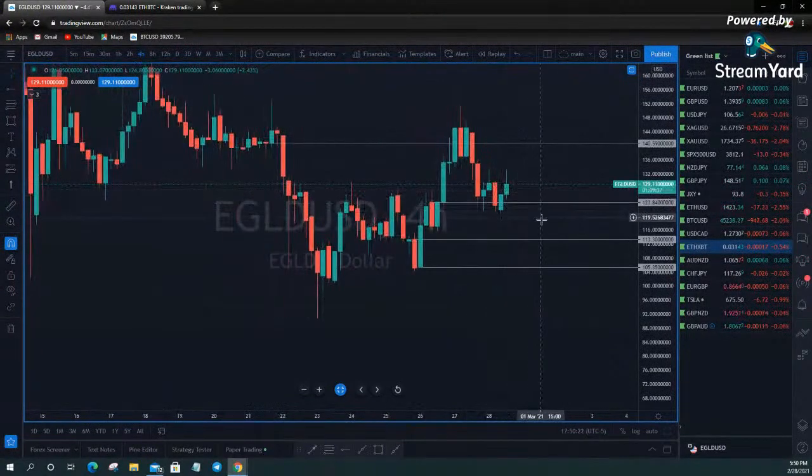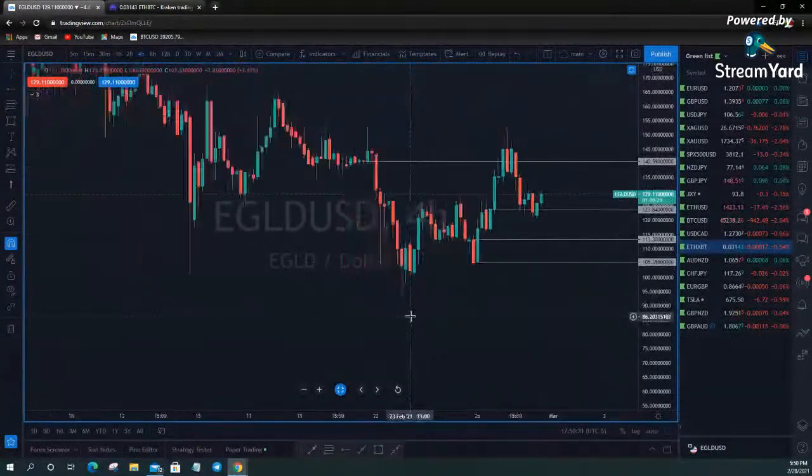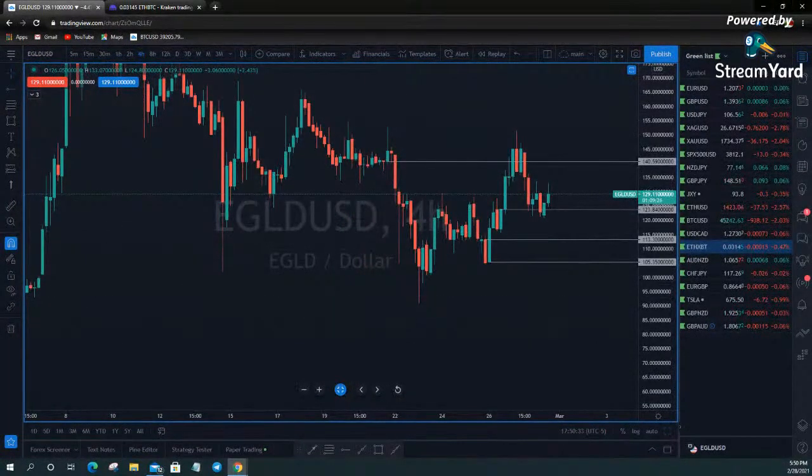If you start heading lower, making lower closes on hourly candles, and you're long, then obviously you should probably think about getting out. I don't know how you're positioned in it, so I can't really give you any trading advice. But as of right now, the longer term is bullish, and you're trading inside of a range, and you're looking good.